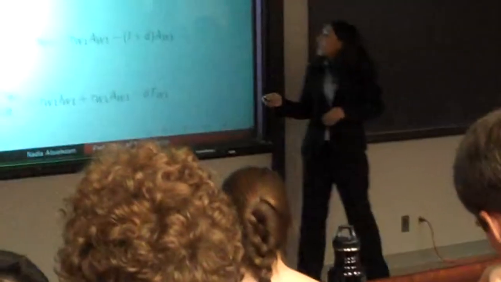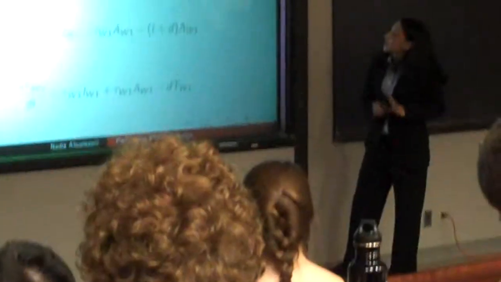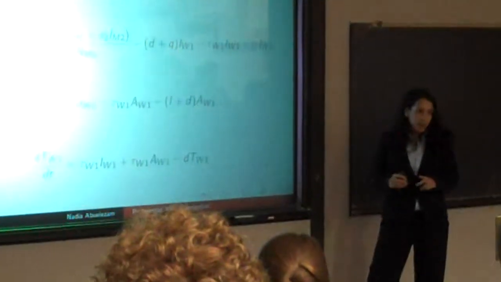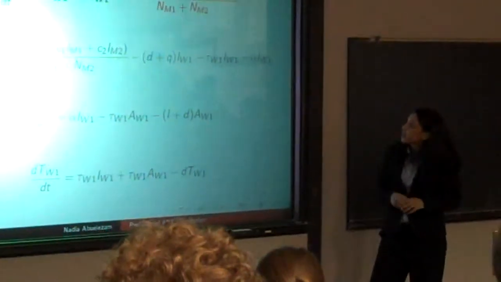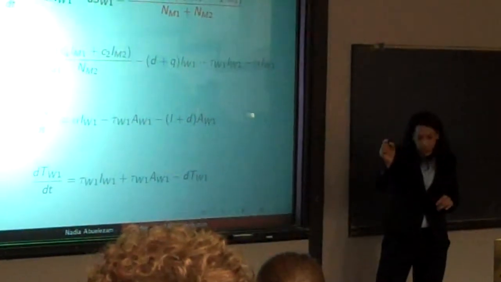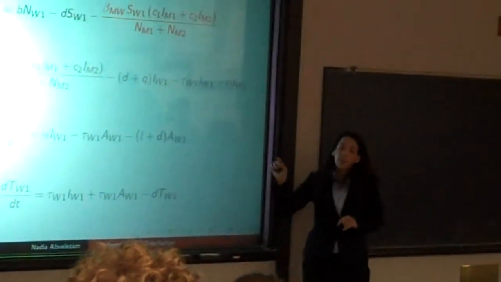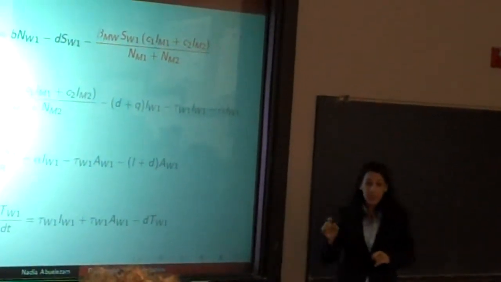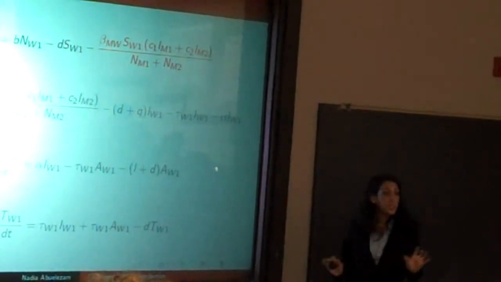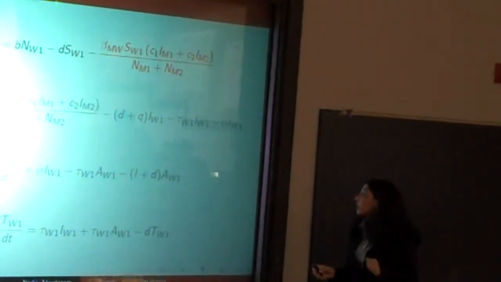Happening in the background. Now this third term is actually really important, and this is our infection term. So I'm going to walk through it a little bit slower. The beta MW parameter is representing the probability of transmission from an infected male to a susceptible female. And that probability is actually really low when you look at it in the literature.